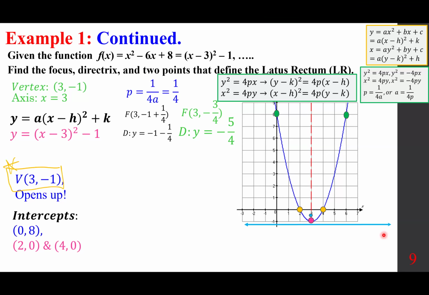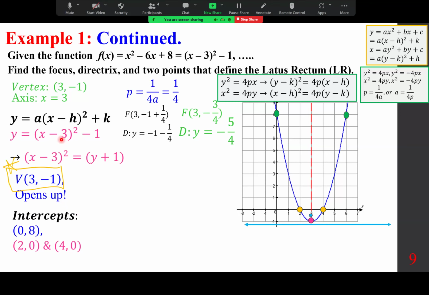Now, if we look at this equation, y equals x minus 3 squared minus 1, if you move the -1, it becomes y plus 1. This is the format that they want: x minus h quantity squared is 4p times y minus q, if we want to go with this form.